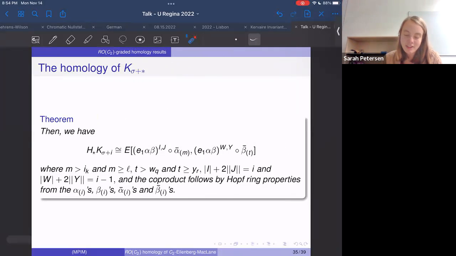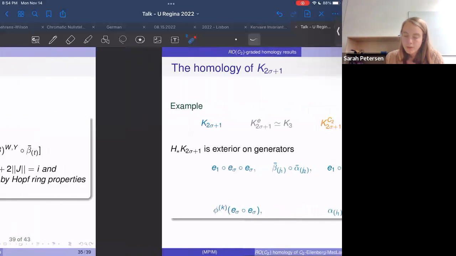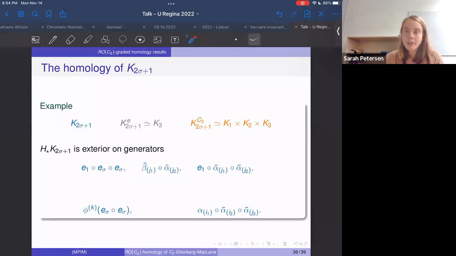And with those indexing sets, you can write down that the homology of the space for sign plus any number of trivial representations is going to consist of circle products of things in the non-equivariant homology of Eilenberg-MacLane spaces circled with something coming from the homology of K sigma and the homology of K rho. And then one would hope that you could write down something similarly explicit for all the remaining spaces, but this proves to not quite work in terms of the circle product structure.